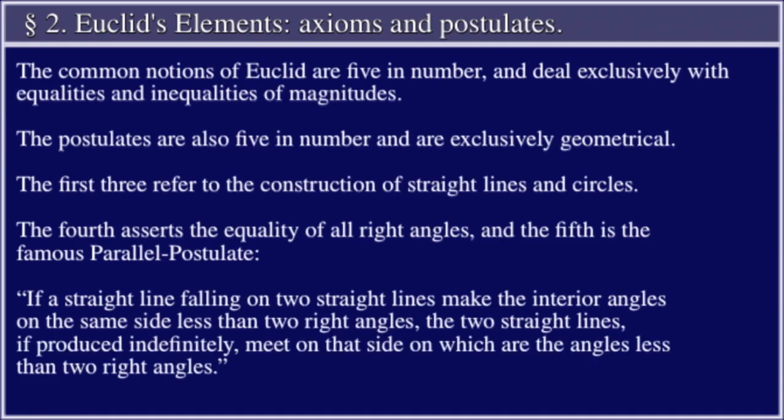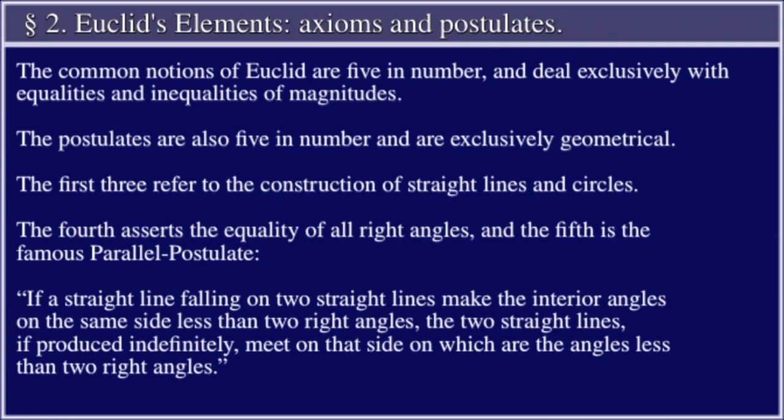The common notions of Euclid are 5 in number and deal exclusively with equalities and inequalities of magnitudes. The postulates are also 5 in number and are exclusively geometrical. The first 3 refer to the construction of straight lines and circles, the fourth asserts the equality of all right angles, and the fifth is the famous parallel postulate.